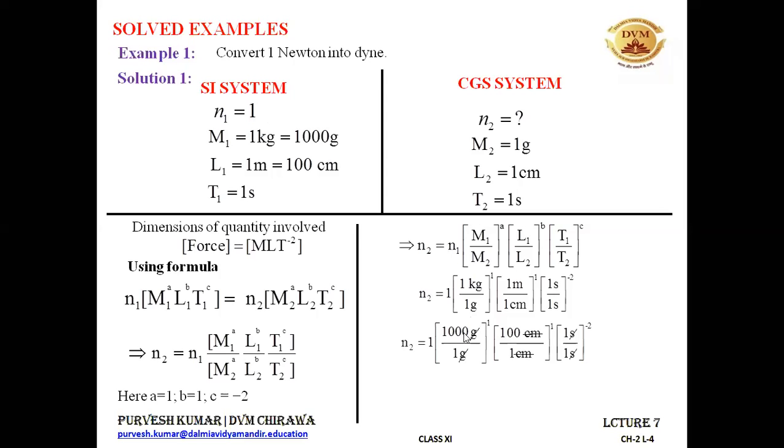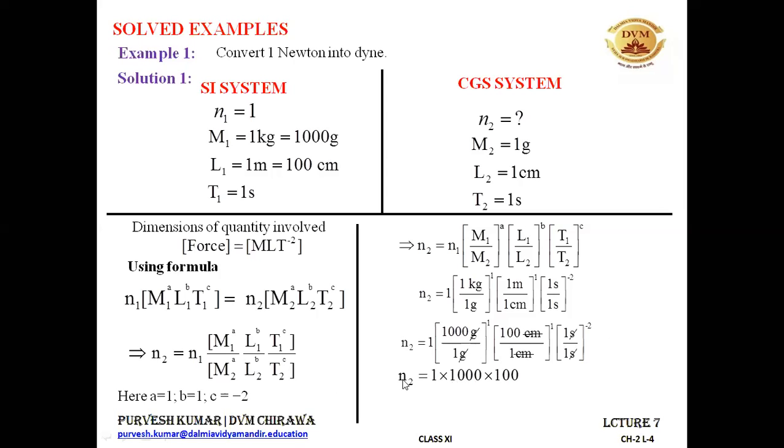Now this gram gets cancelled out with this gram, because I have written 1 kg as 1000 gram. Also, 1 meter I have written as 100 centimeters, so this centimeter gets cancelled out with this centimeter, and the second gets cancelled out with this second. You are left with n2 equal to 1000 to the power 1 multiplied by 100 to the power 1 multiplied by 1 to the power -2. So I can write it like this: 1 multiplied by 1000 multiplied by 100, because 1 with any power will be 1 only. Fine.